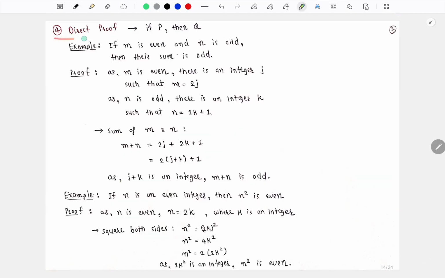Now the next proof is direct proof. If P then Q. It is simple. We will see one example and you will understand the direct proof. If M is even and N is odd, then their sum is odd. M is even, for example 2. N is odd, for example 3. Then their sum is what we are getting? 5, which is odd. This is what we have to prove.